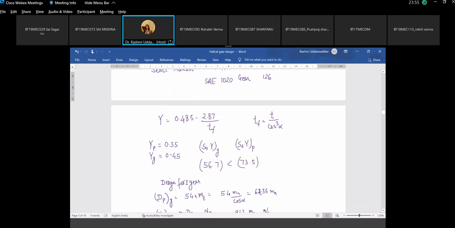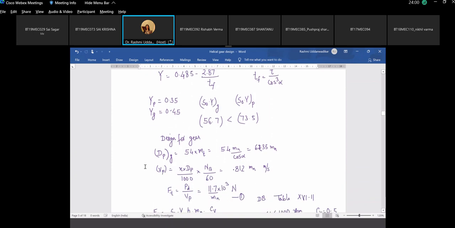And so we start the design of gear. Design is based on gear. So we'll take the pitch circle diameter for the gear, number of teeth into MT, where MT is again Mn by cos alpha. Mn remains the same for any pair of meshing gear. We calculate Vp, we calculate Ft. Ft will be same for gear and pinion.